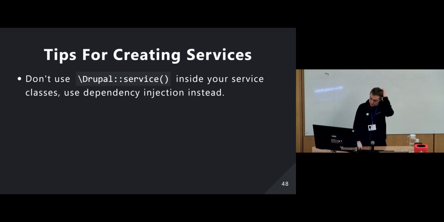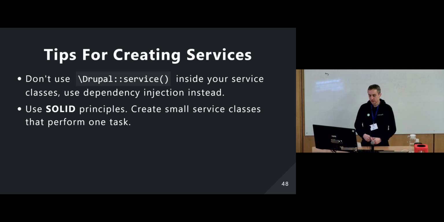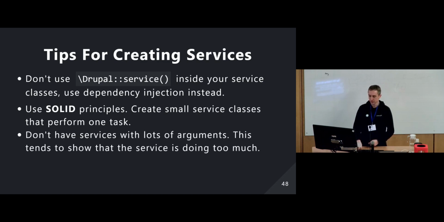So, some tips for creating services. Don't use \Drupal::service unless you're in procedural land. Use dependency injection instead. Use SOLID principles, so create small, easily maintainable classes that do one thing and one thing only. Don't have services with lots of arguments. If you've got five or more, that suggests the class is doing a bit much, so it's probably best to break that down a little bit. It also makes testing hard if your service is doing a lot of stuff.